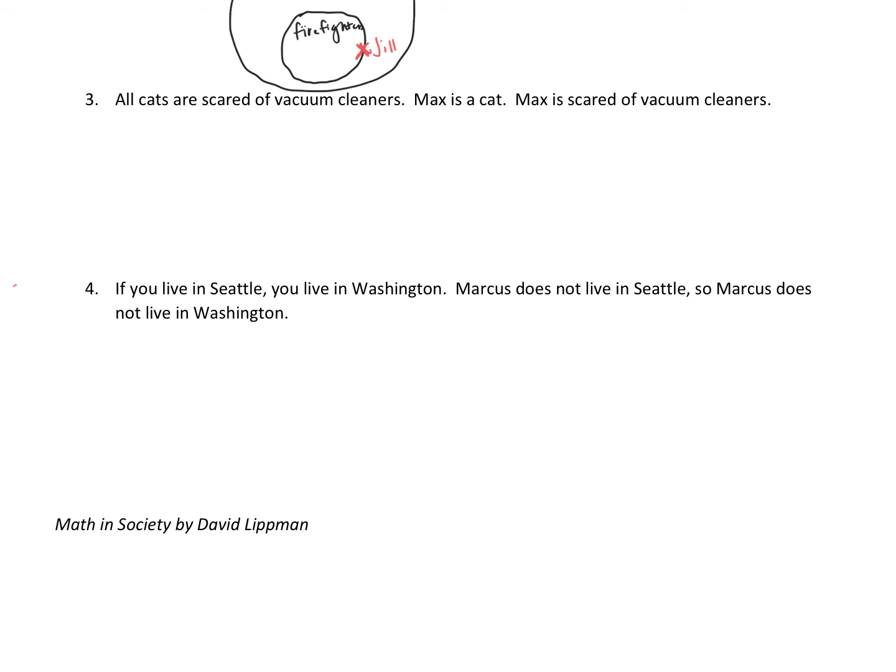Number 3, all cats are scared of vacuum cleaners. So we have a big circle for scared of vacuum cleaners. I'm just going to put VC. So they're scared of vacuum cleaners, and then we have cats inside the circle. So all cats are scared of vacuum cleaners. Then it says Max is a cat. So I'd have to put Max inside the cats. So notice if it's valid, it's giving you a specific statement that allows you to place the X inside the smaller circle. It's going to be valid in that case.